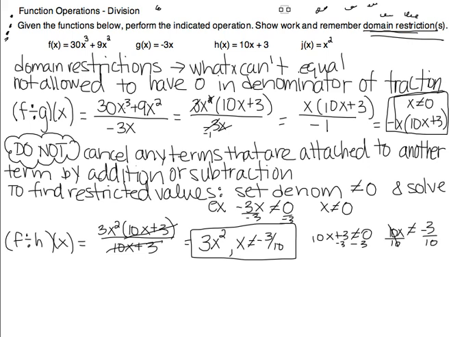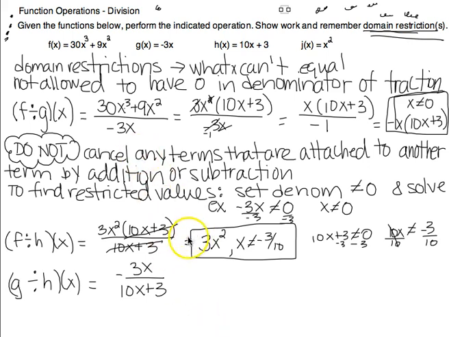All right, we're going to do one more here. And we're going to do g divided by h of x. So that gives us negative 3x divided by 10x plus 3.